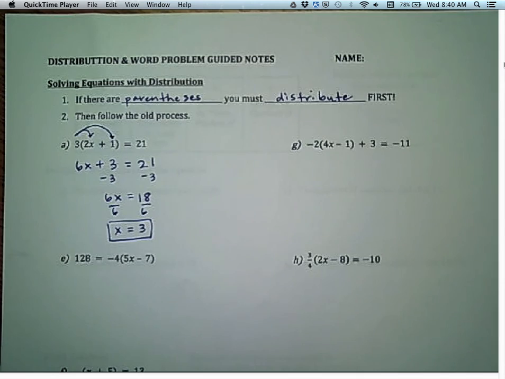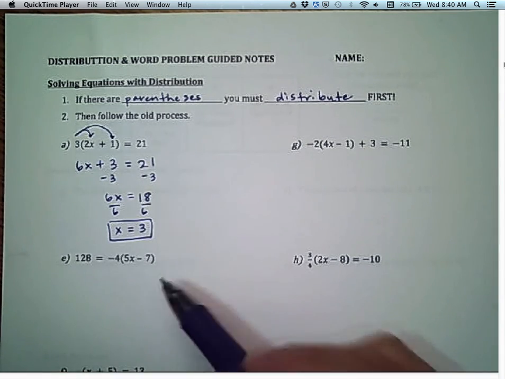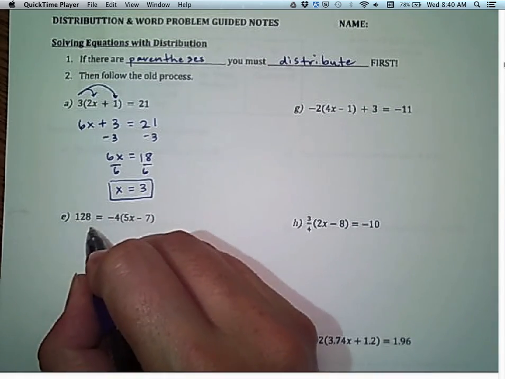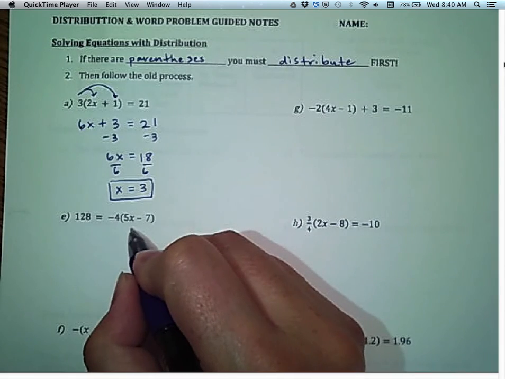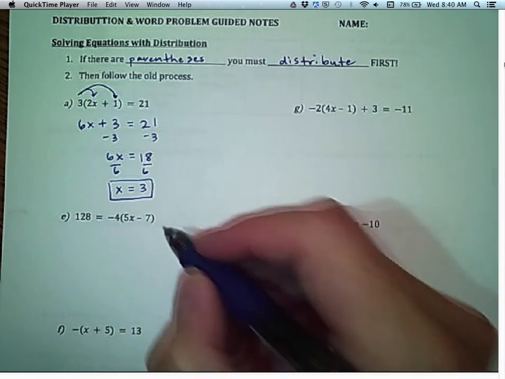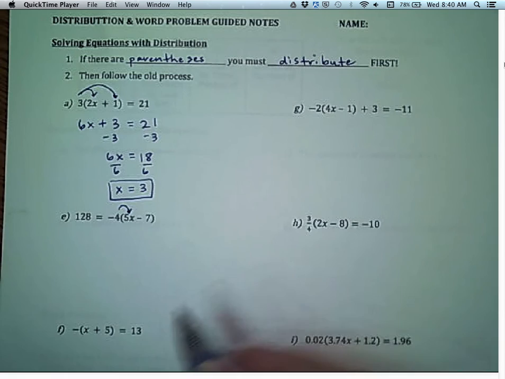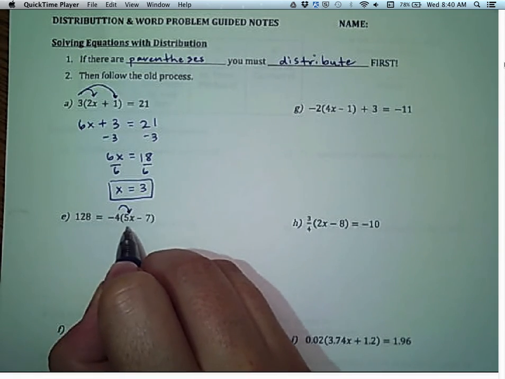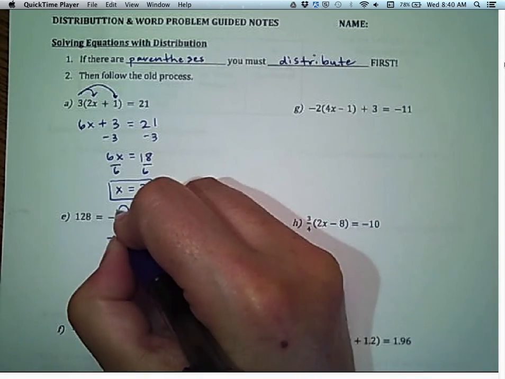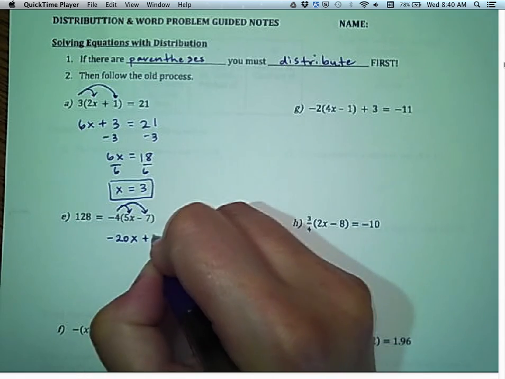Okay, it looks like our problem numbering is kind of funny. So we go from A, we'll just jump down 1, even though it says E, that's kind of strange. All right, so here we see that the variable's over on the right-hand side, but that's okay. We still see parentheses. We have a number outside the parentheses, so we know we're going to have to distribute. All right, we have negatives here, so we're going to be very careful and take our time. Negative 4 times positive 5x is negative 20x. All right, and negative 4 times negative 7 is positive 28.